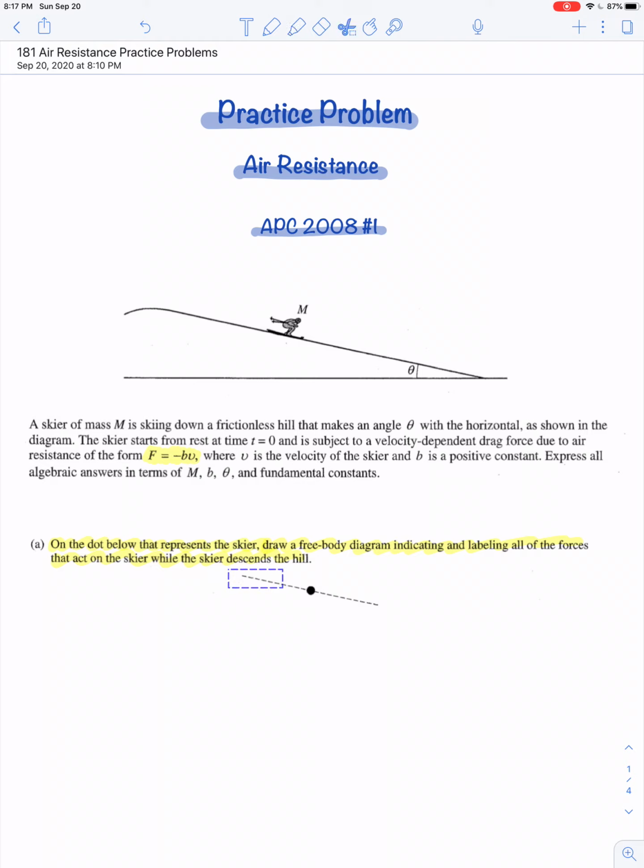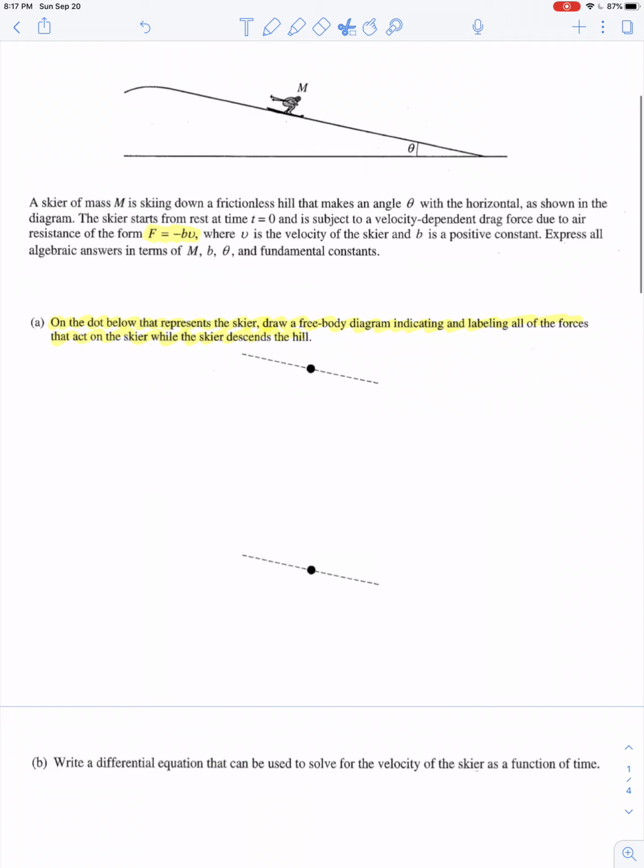Let's do something. Let's copy this, paste it here. We've got a little more room to work. Okay, well, normal force points that way. Gravity points straight down. And then there's a resistive force pointing back up the hill. I was about to write KV, but this is one of those cases where we choose BV instead. All right. Any other forces? They say it's a frictionless hill, so there's no force of friction.